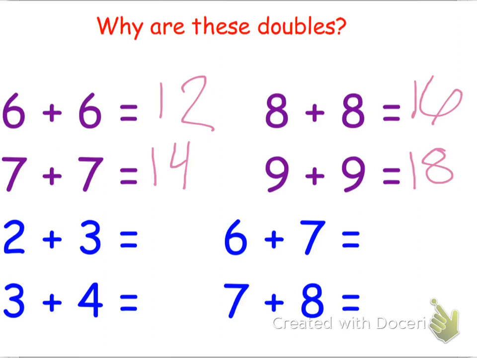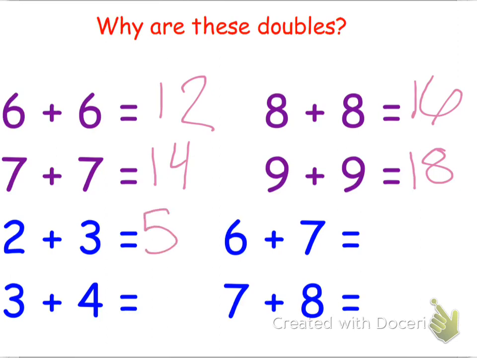Now let's look at these doubles plus ones. Because for doubles plus ones, we use our doubles to help us figure it out, and we just add 1 to that answer. So 2 plus 3. Well, we know that we can use 2 plus 2 to help us out, and then just add 1 more. So we know that 2 plus 2 equals 4. More. We add 1 more, and that makes it 5.